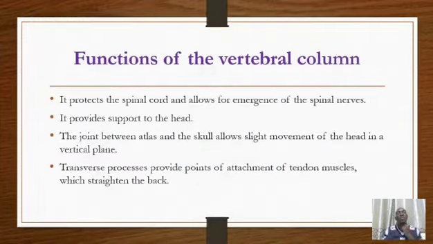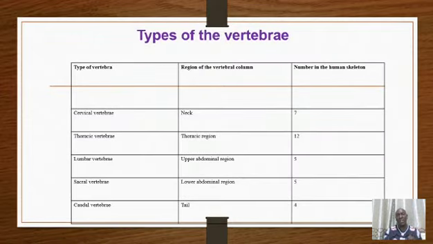At that point there is a joint which allows slight movement of the head in a vertical plane, like that. The head can't go behind totally, but there is some slight movement. Then these vertebrae, we're going to see the parts of the vertebrae, and they have parts which we call the transverse processes. They provide points of attachment for muscles and tendons that straighten the back. Remember, the skeleton is a framework of bones, but it even has muscles attached in order to bring about locomotion.